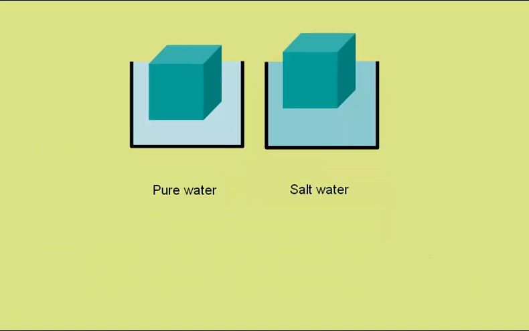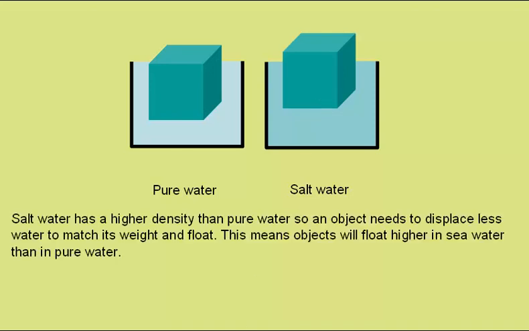You probably know that it's easier to float in the sea than it is in fresh water, and here we have two identical objects, and you'll see that the object in pure water floats but at a lower level than the object in salt water. The reason being is that salt water has a higher density than pure water, so an object needs to displace less water to match its weight and therefore float. So objects will float higher in seawater than in pure water.